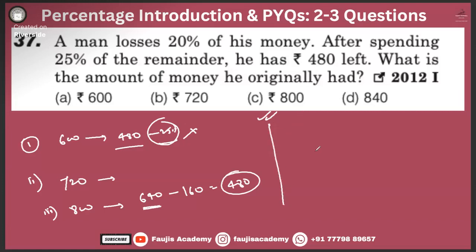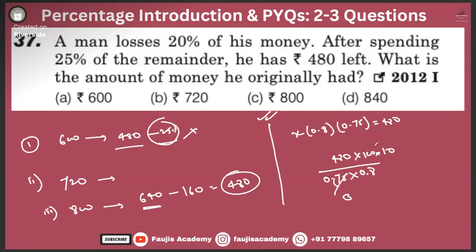This is one way. The other way: the value was X. He lost 20%. How much remaining? 0.8 remaining. After spending 25%, how much remains? 0.75 remaining is equal to 480. Do this: 480 divided by 0.75 into 0.8, right? Into 100 into 10. This is 3, this is 4, this is 60, this is 20. Is it 800?